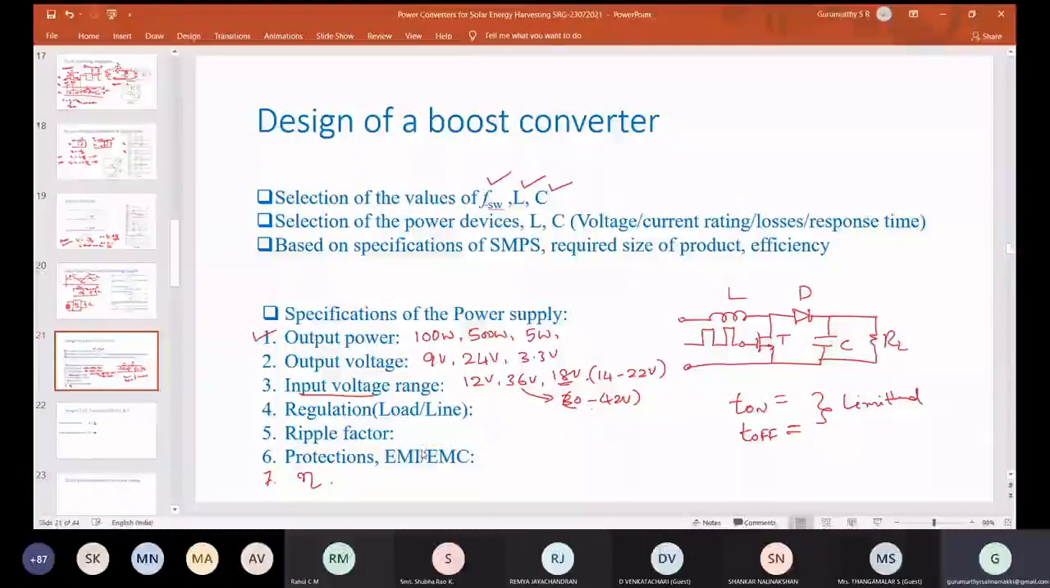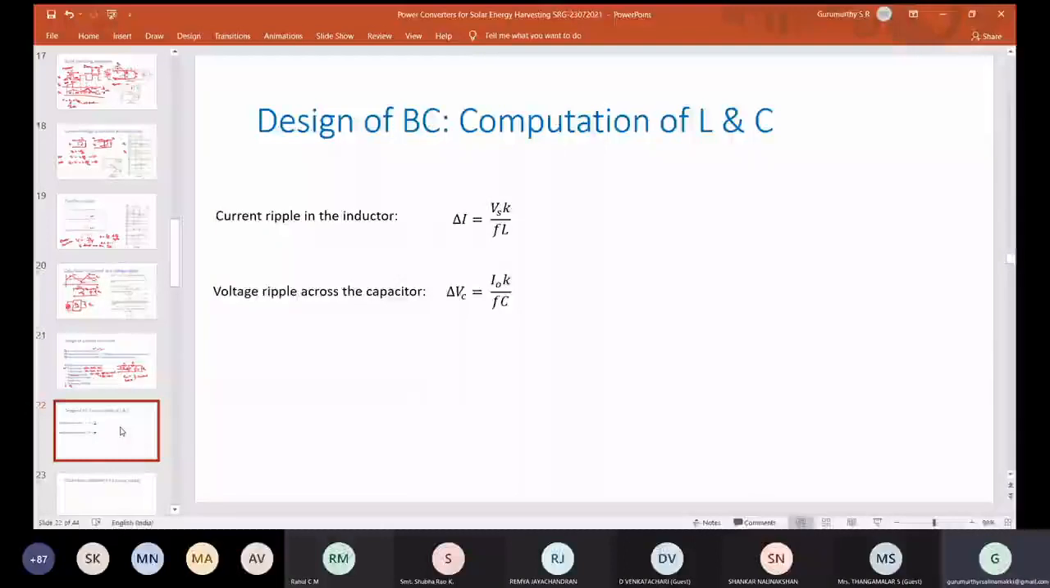Depending on the specification of the power supply and the requirement, we are going to design the power supply, that is, design the components of the boost converter. So now we know that the ripple in the inductor is given by this equation. This is the ripple in the inductor and the ripple voltage across the capacitor. Now you see the ripple current depends on the frequency, inductor value, supply voltage and K. So you have to balance all these things.